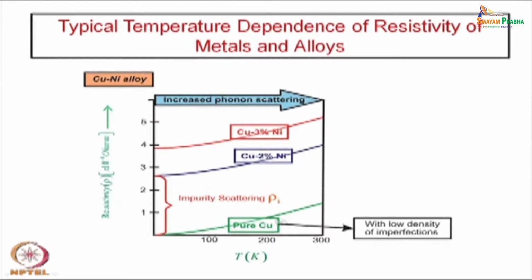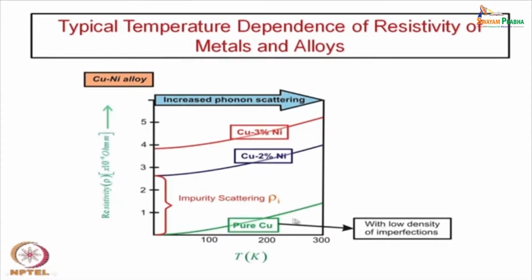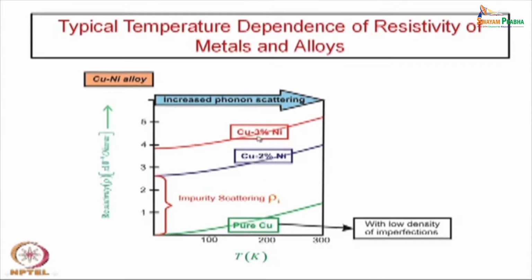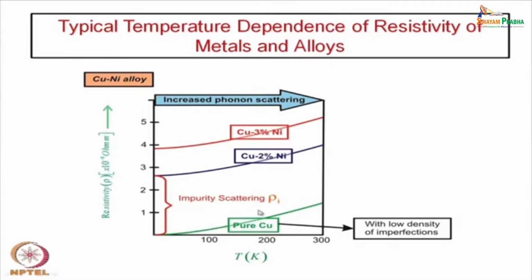As we increase the temperature, there is increased phonon scattering, and in the vertical direction, as you increase the impurity content, there is more impurity scattering. Okay. So, ultimately both of them act as scattering. Here it is mentioned as impurity scattering, and one can see this gap or this distance of separation is more or less constant throughout the temperature. So, once again it is independent of temperature.